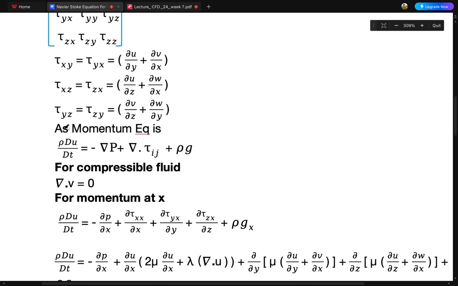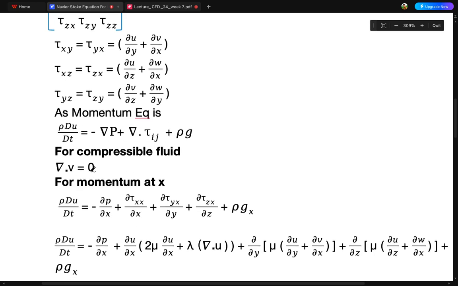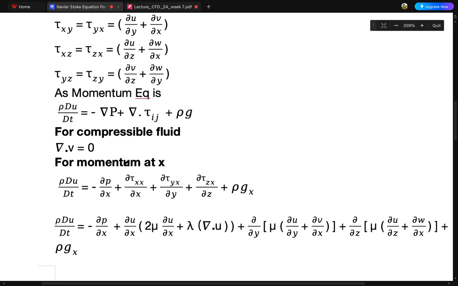As we know, the momentum equation in three dimensions, we can write as rho Du upon Dt. This is the material derivative, which is equal to minus the gradient of p plus the gradient dot tau ij plus rho g. For incompressible fluid, the divergence of v is equal to 0. For the x component, here we take this momentum equation for the x component.